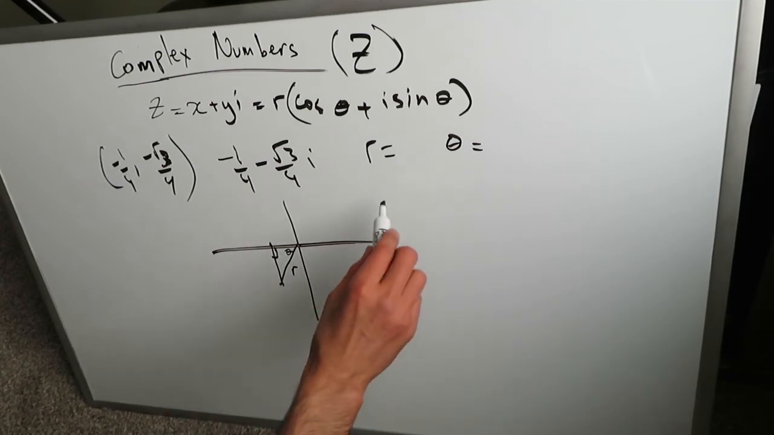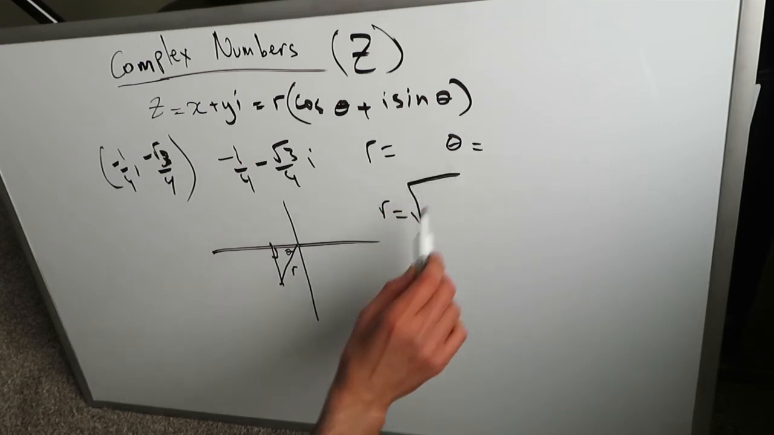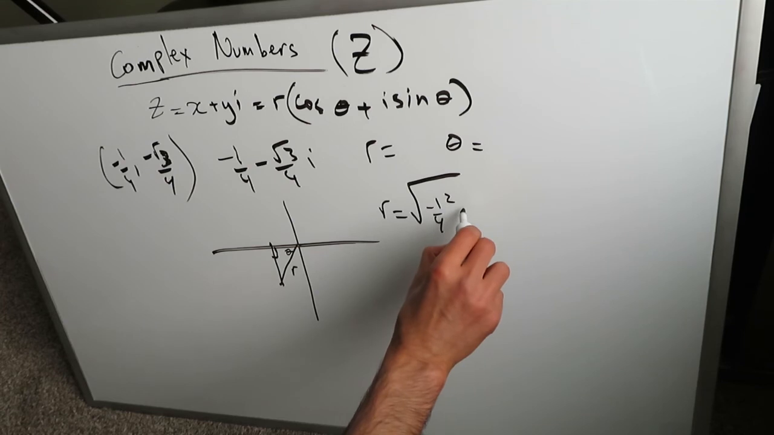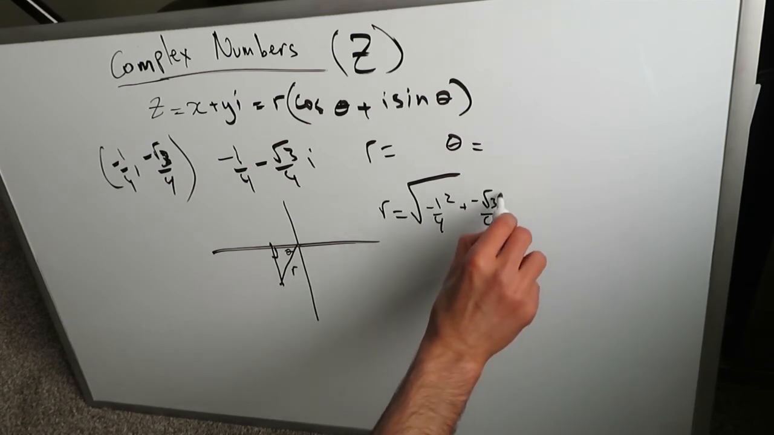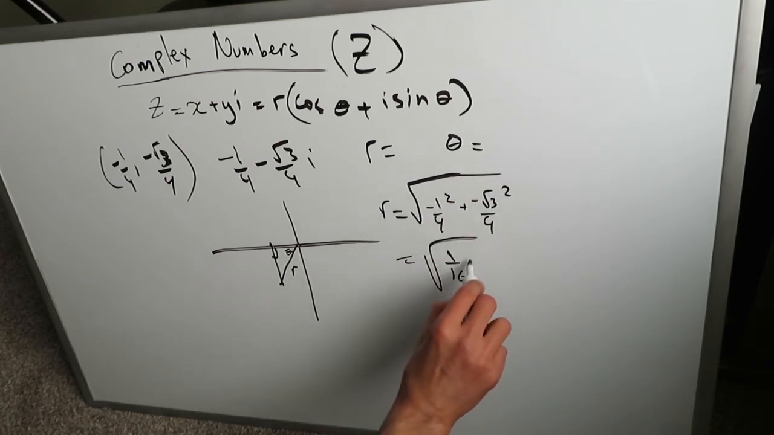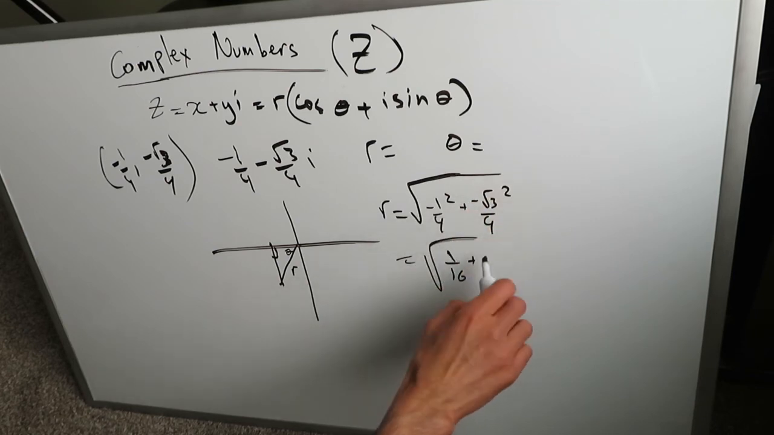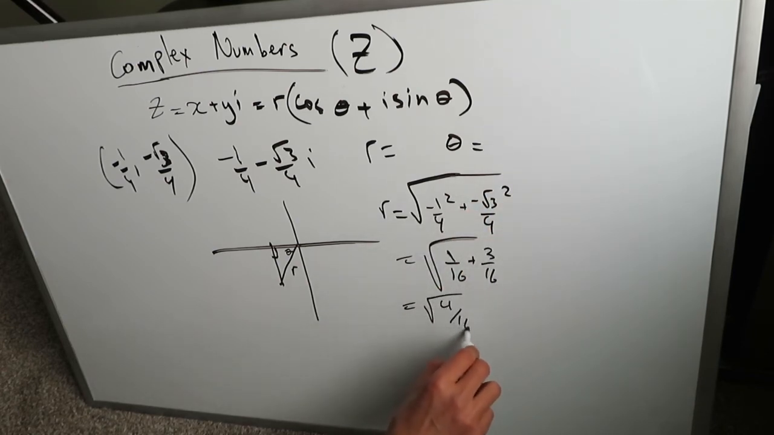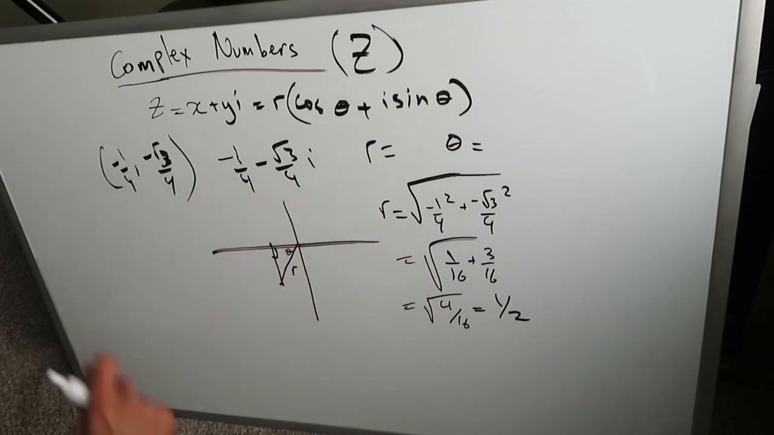Well, you have to find the r first, and you know r is going to be the square root of these individual components squared: minus 1 over 4 squared plus minus root 3 over 4 squared. Minus 1 over 4 squared is 1 over 16. Minus root 3 over 4 squared is 3 over 16. What do you get? Root of 4 over 16, which is root of 1 over 4, which is 1 over 2. I've determined the modulus.